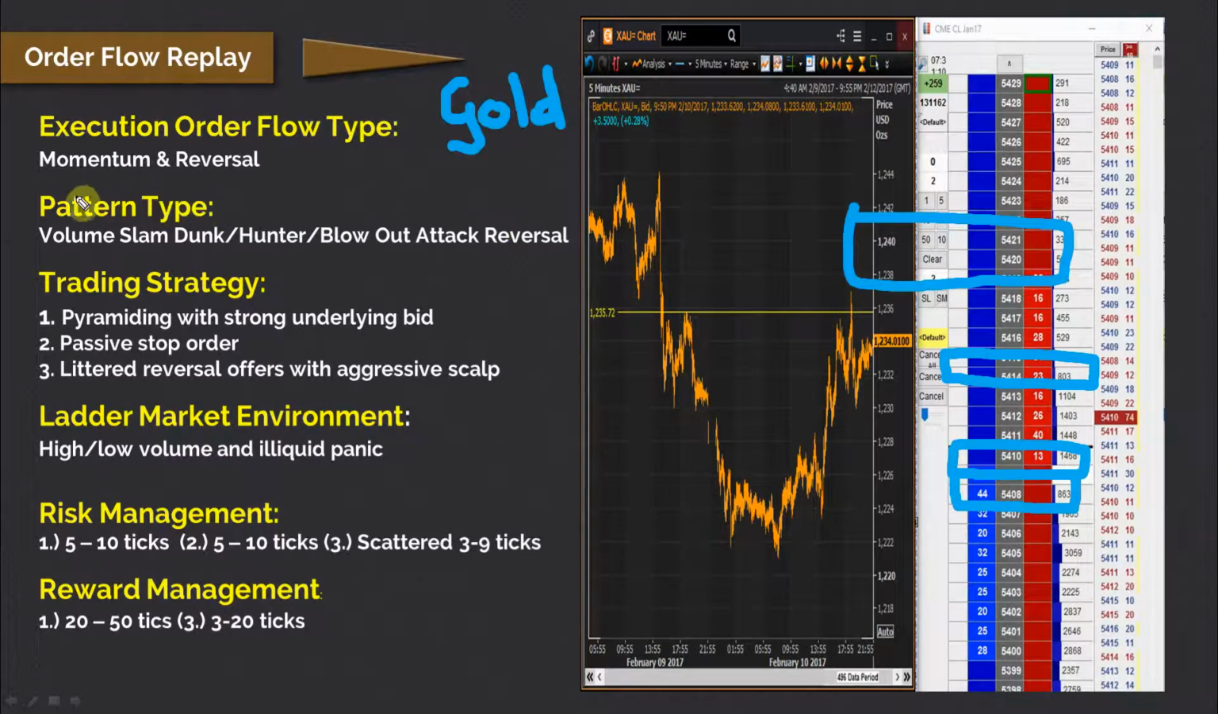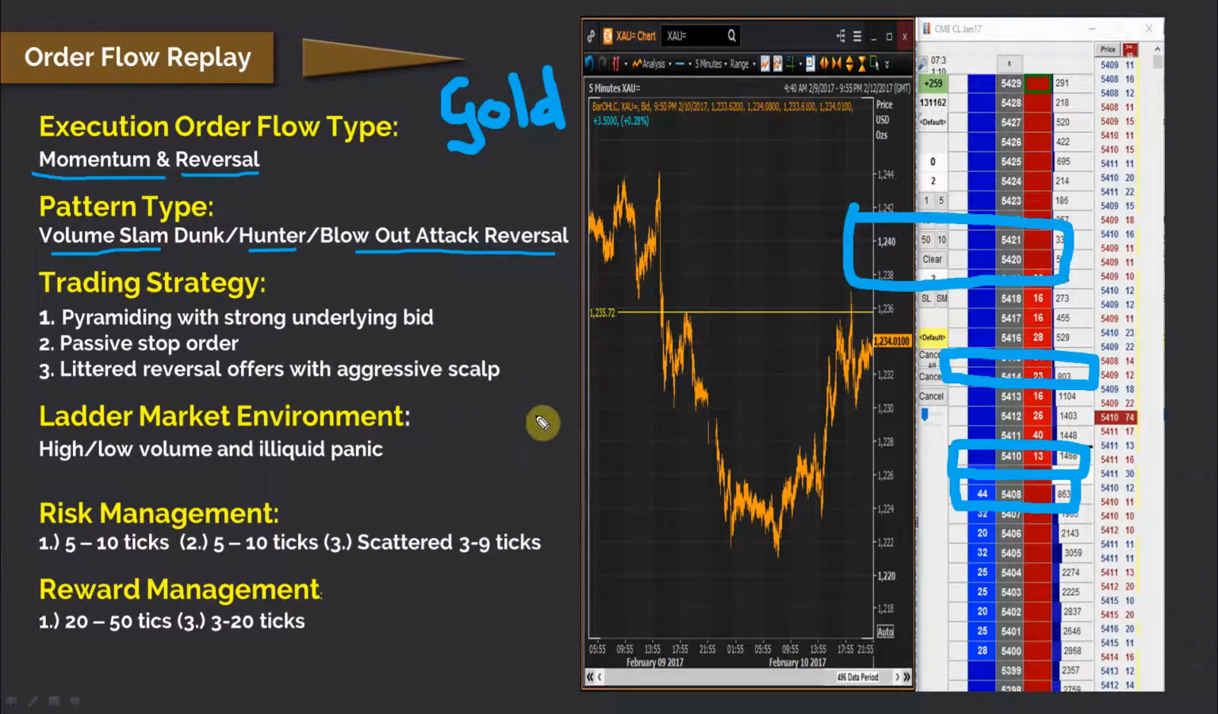And the plays, as we mentioned before, are momentum and reversal. Let's also minimize this. So we'll be looking at a momentum and reversal type play. We'll be looking at the volume slam dunk, the hunter, and the blowout, attack, reversal trading strategy. So three strategies we'll be looking at: pyramiding with a strong underlying bid, a passive stop order, and then a scattered reversal offer with an aggressive scalp.